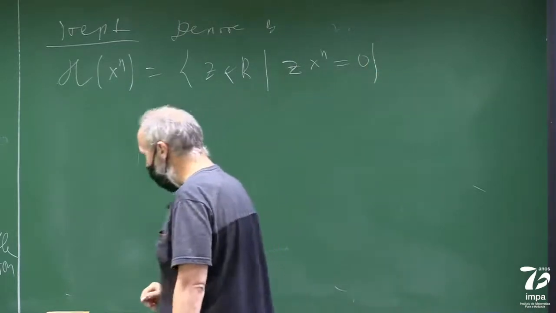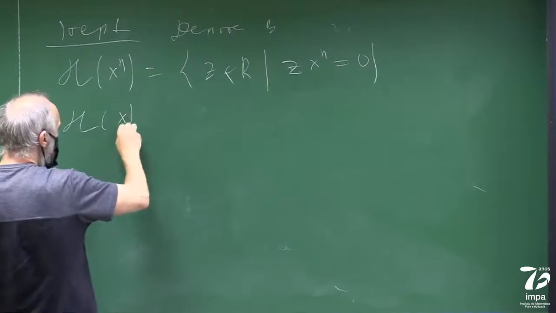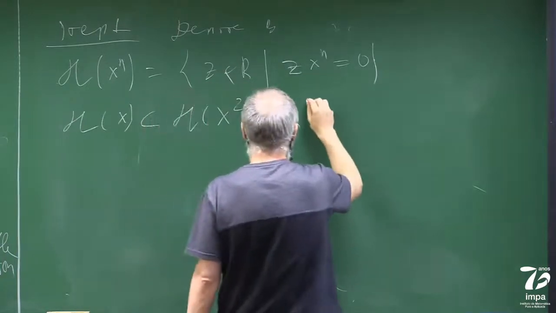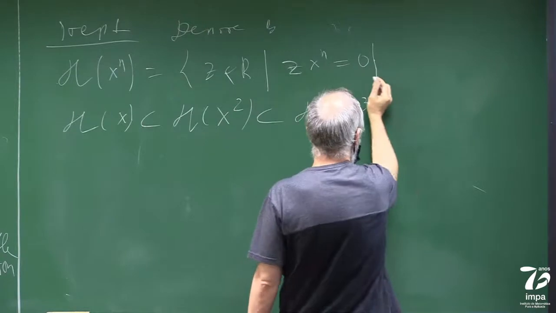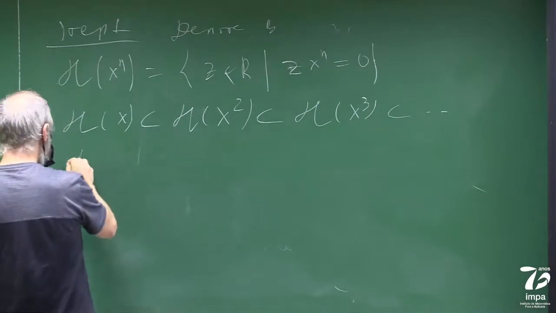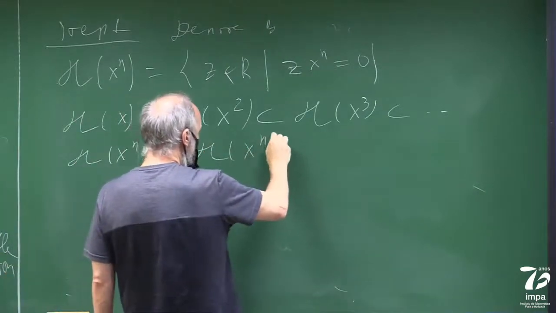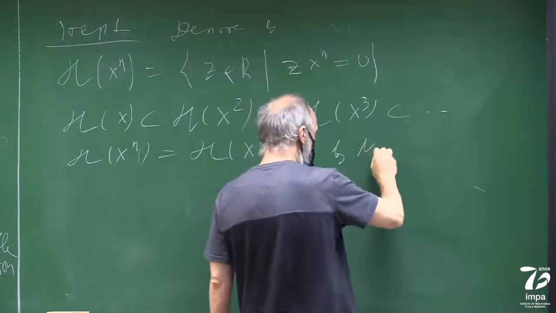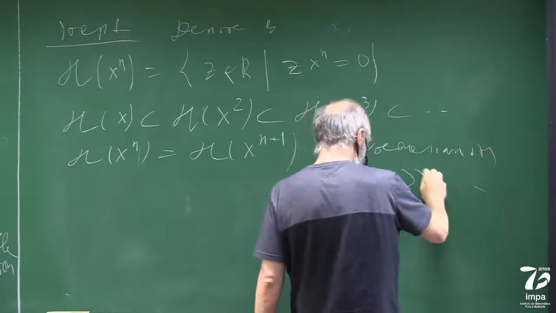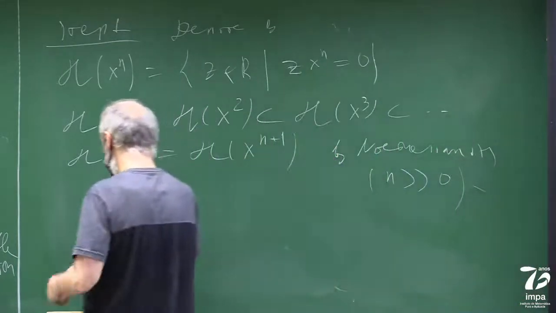It makes sense for all n, and this chain gets bigger and bigger. So you have the annihilator of x belongs to the annihilator of x squared, it sits inside the annihilator of x cubed, and so on. And any such chain should stabilize. So we can assume that the annihilator of x^n is equal to the annihilator of x^(n+1) by Noetherianity, for some n which is very big.